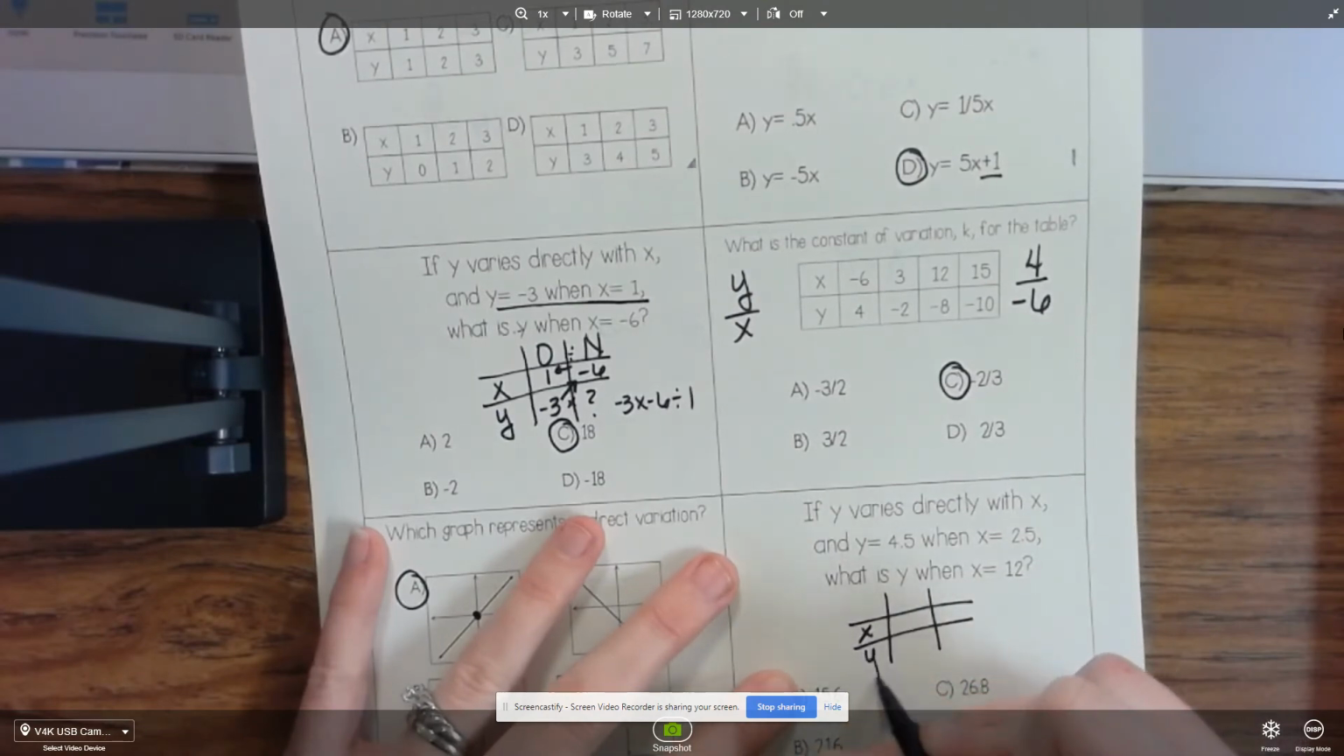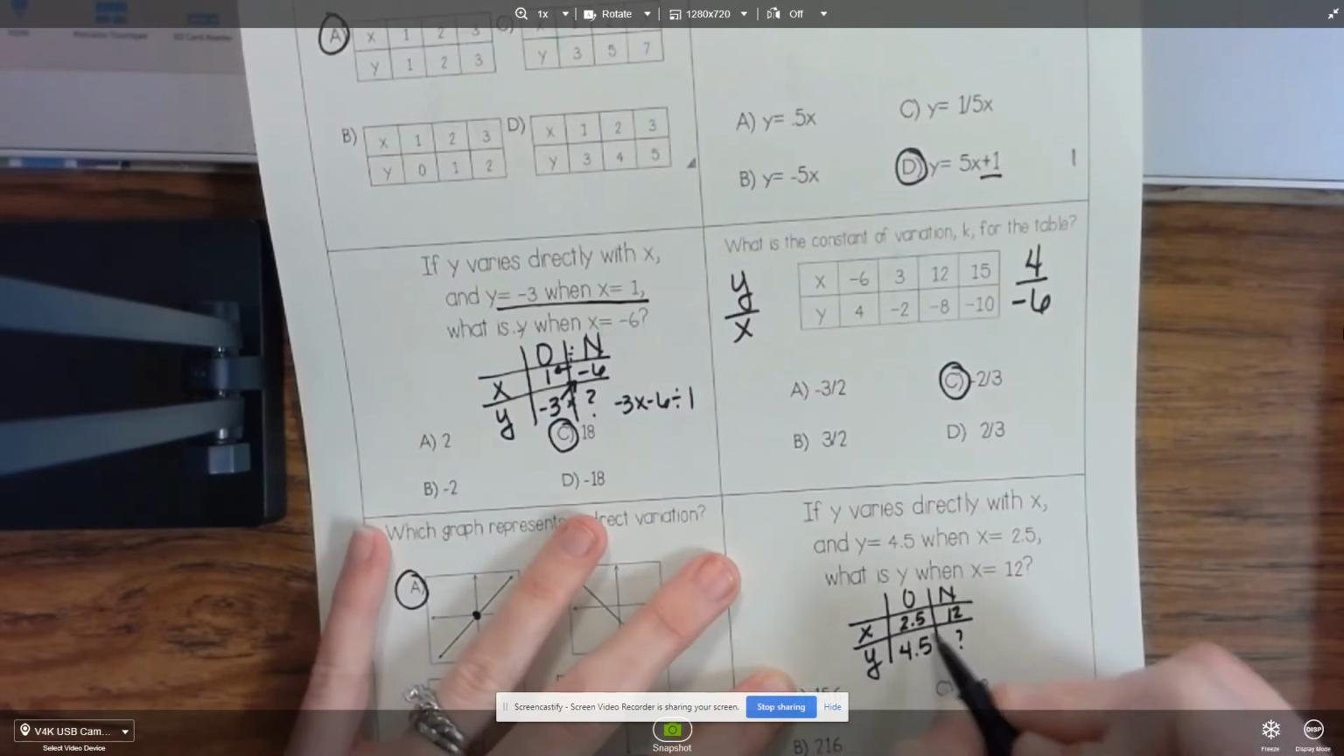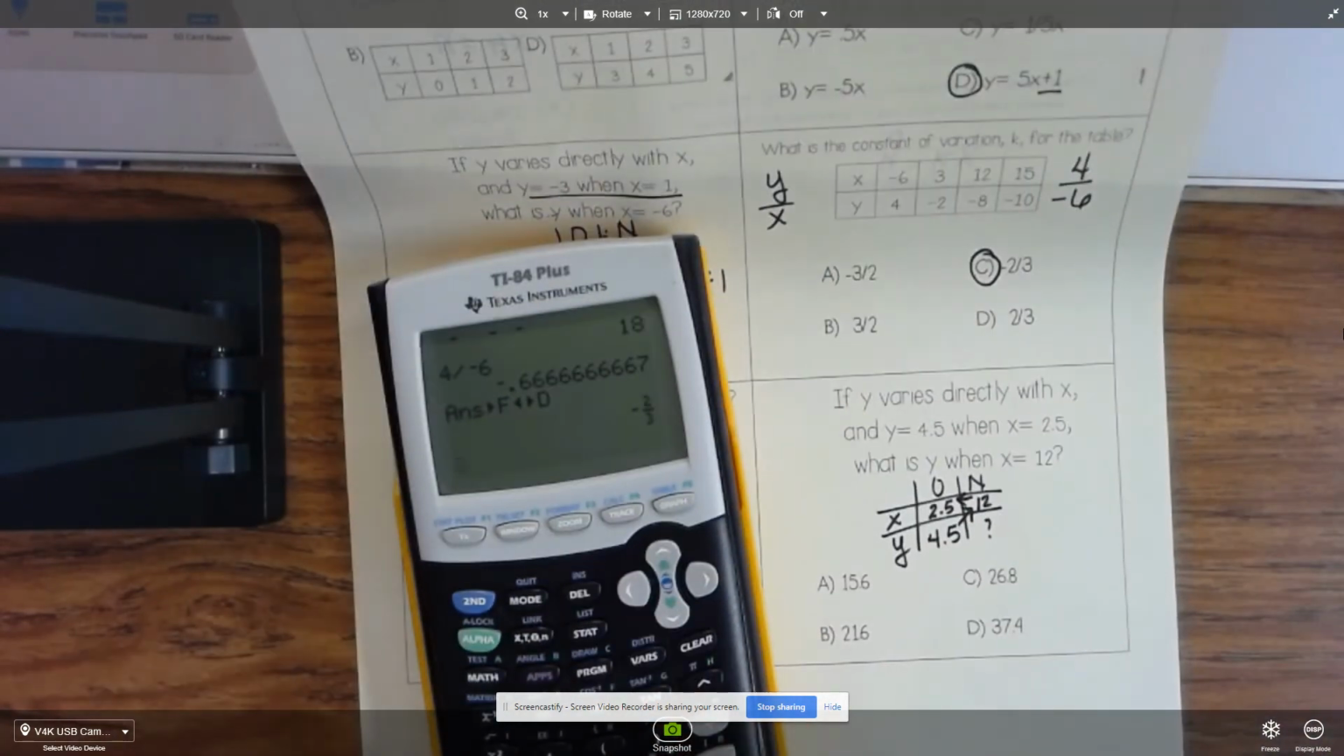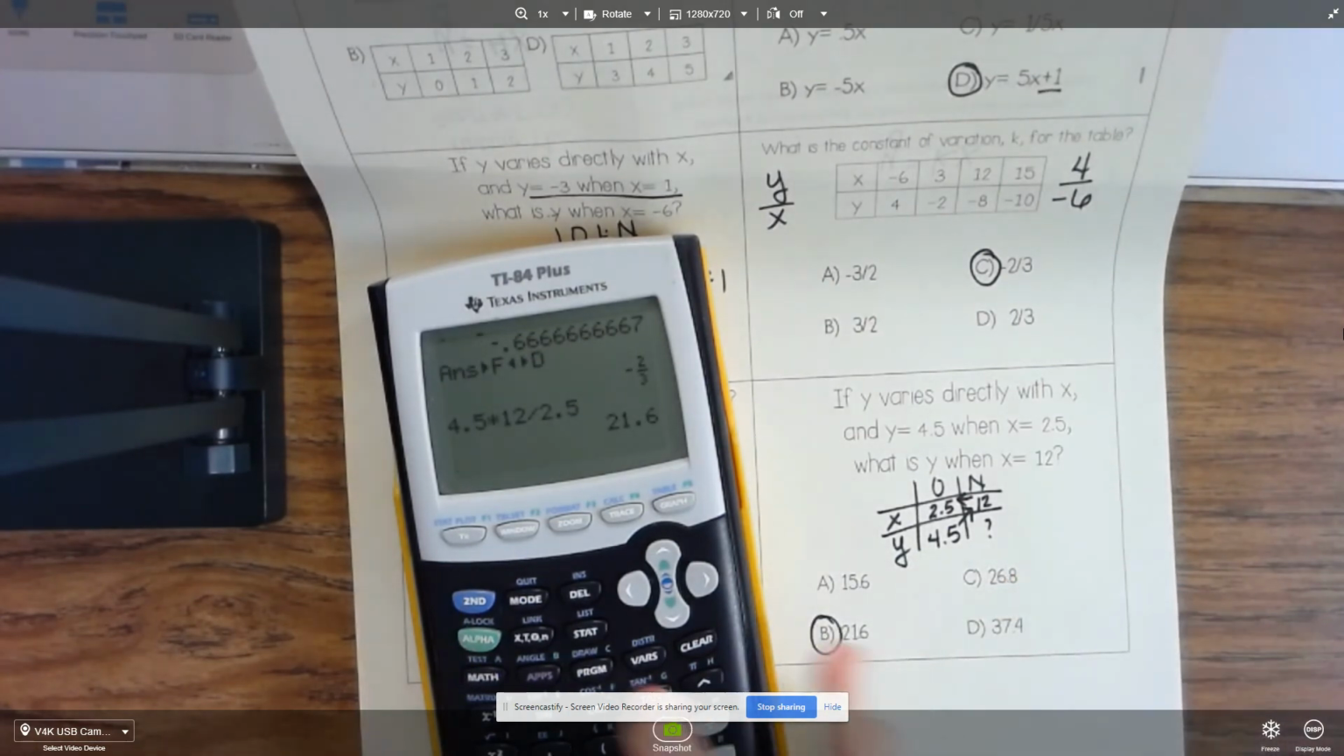So tic-tac-toe again, old and new. Make sure you're putting the values, lining them up in the right spots. So we cross multiply and divide. So we would do 4.5 times 12 divided by 2.5, and we get 21.6. So that's it for this video.